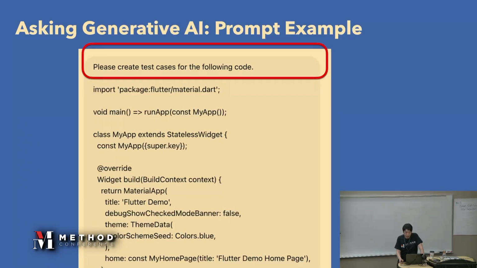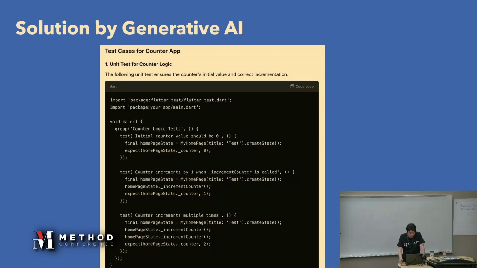Let's ask generative AI. Please create test cases for the following code. The following code is a simple counter app, as I explained. After asking this query, generative AI would answer me with a unit test for the counter. It's a business logic test like this.